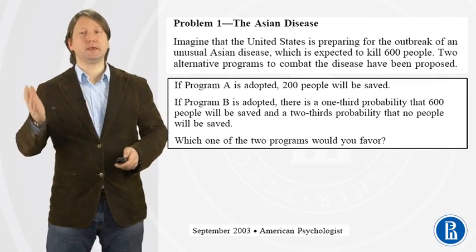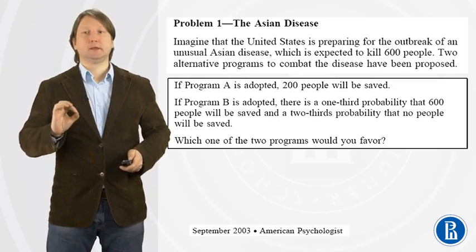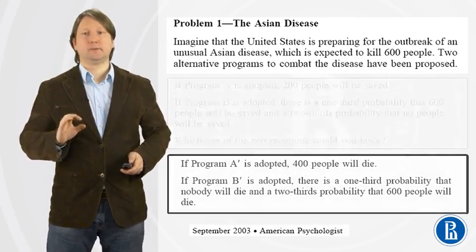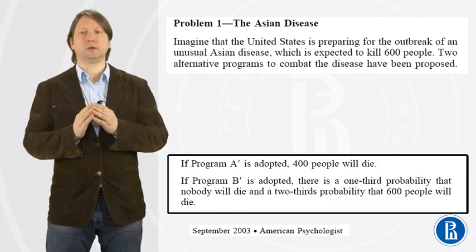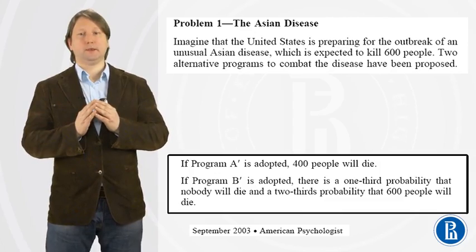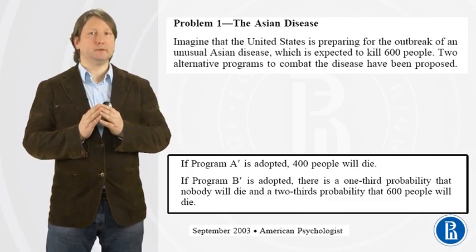But let's now make a decision and select between two other options. Imagine that you are offered two other programs. If you adopt program A, 400 people will die.